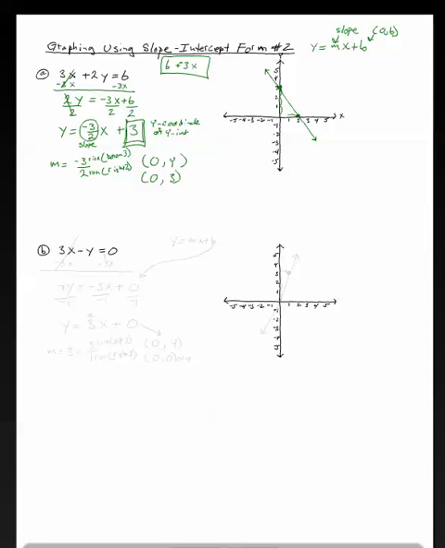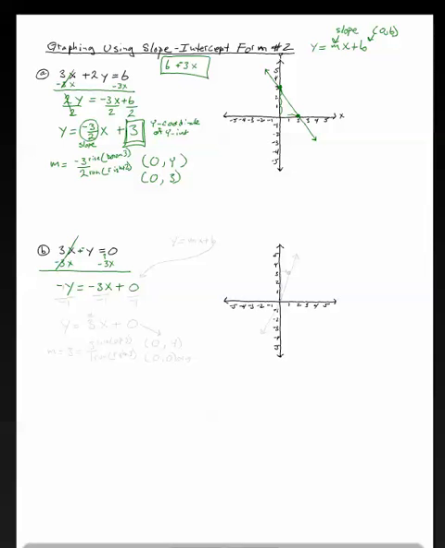So now what we want to do is look at the second example, 3x minus y equals 0. First thing I always do is get rid of the subtraction, so minus y I would change to plus negative y. Once again, we want to get rid of that 3x, so we subtract 3x from both sides. So 3x minus 3x cancels, and we have negative y equals.